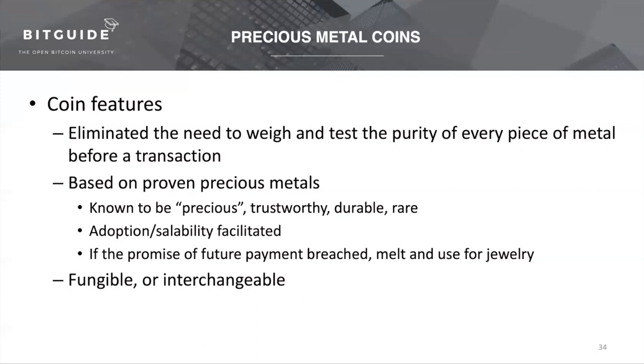The coins were also fungible and interchangeable. Even if two coins were not exactly the same in terms of the shape and weight, the fact that they had the same stamp would mean that they have the same value. So this immediately solved the fungibility problem, as we discussed.